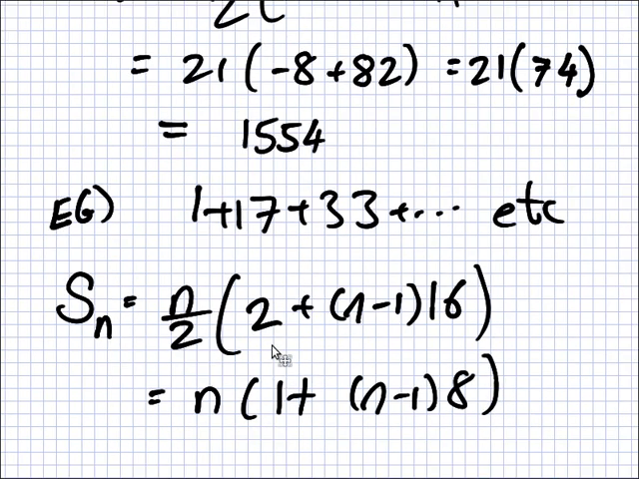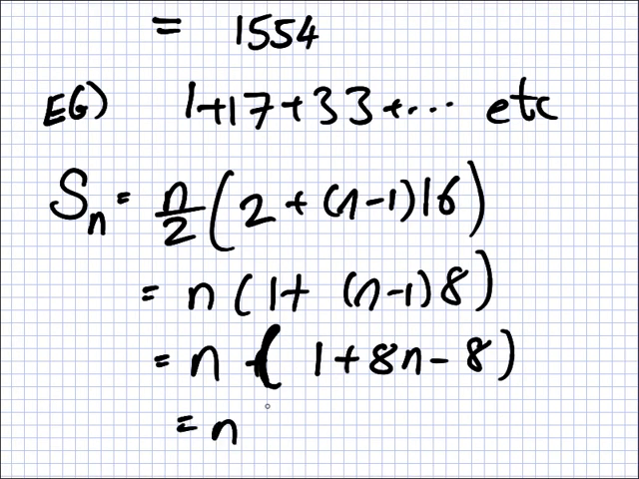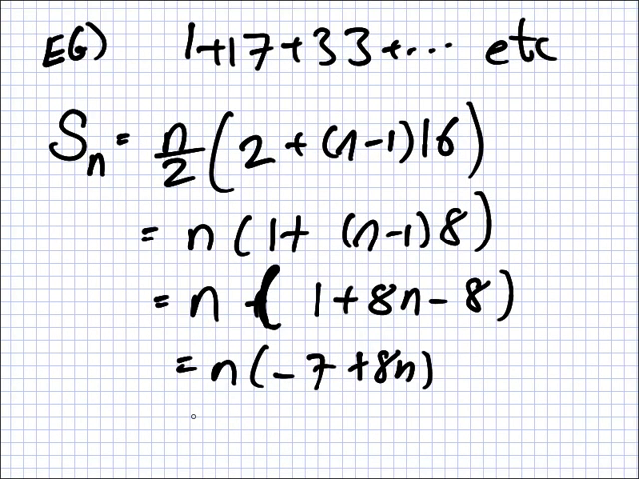Let's clean this up a bit more. That's n. Do you know what I'll do actually? I'll multiply in first on the inside. 1 plus 8n minus 8. So that's n times minus 7 plus 8n. Yeah? So that is equal to 8n squared minus 7n.